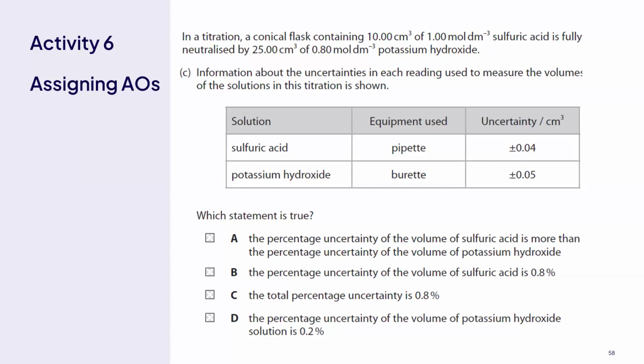Okay, next one. Same question again, but part C, a multiple choice question. You've got information about the uncertainties in each reading to measure the volume of the titration. Which statement is true?